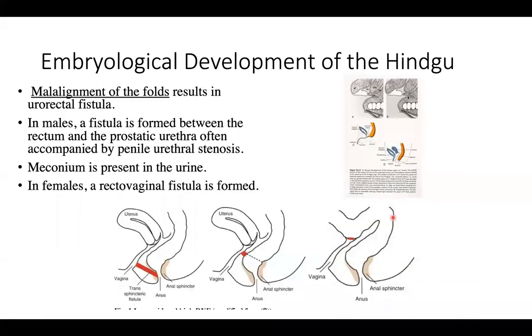So this is the same thing. This is the rectovaginal fistula I was telling you. So here it's saying that in males, a fistula is formed between rectum and the prostatic urethra. You see, in males also, it can happen anywhere. So you can also have fistula.